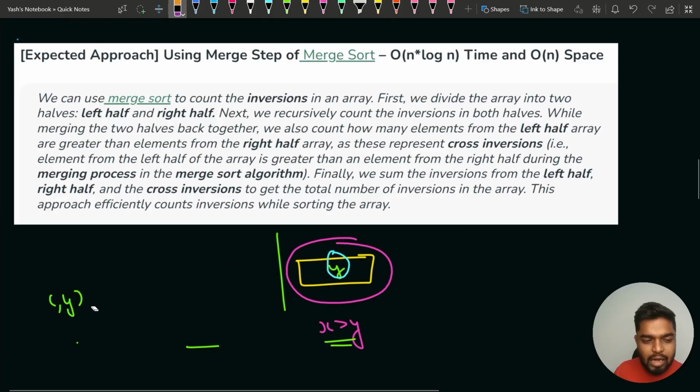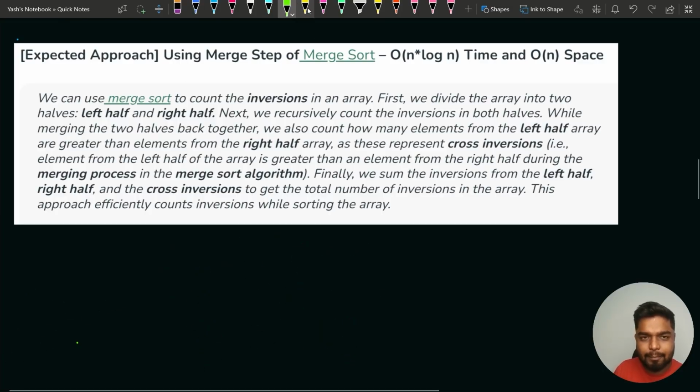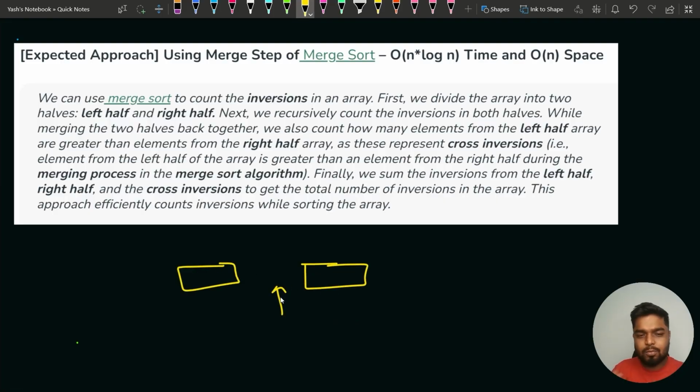So if you see here, what will happen is, let's say you had a particular array, you will break it down into two halves. Now, what does merge sort do after that? It will sort this particular array and it will sort the right array also.